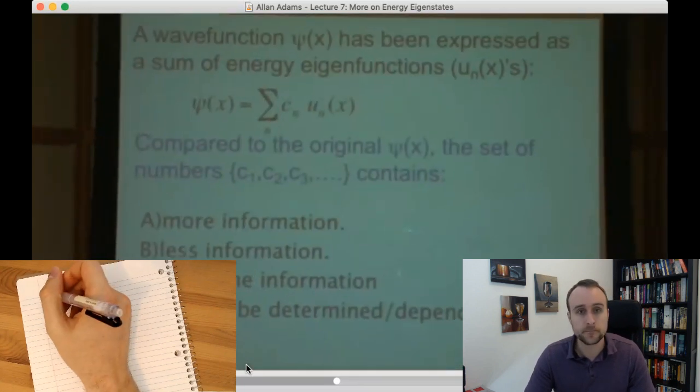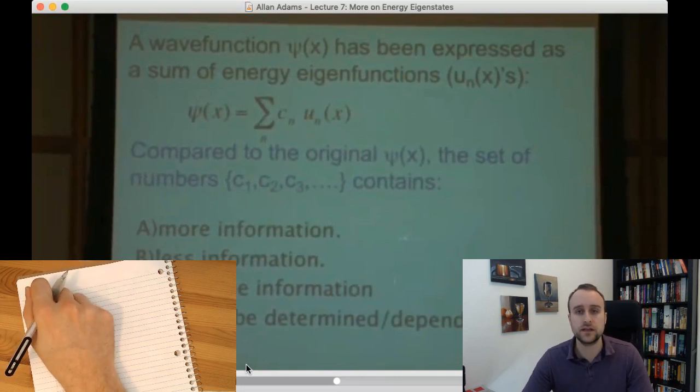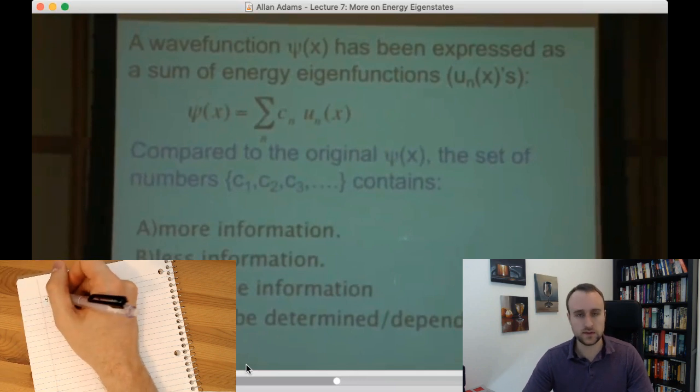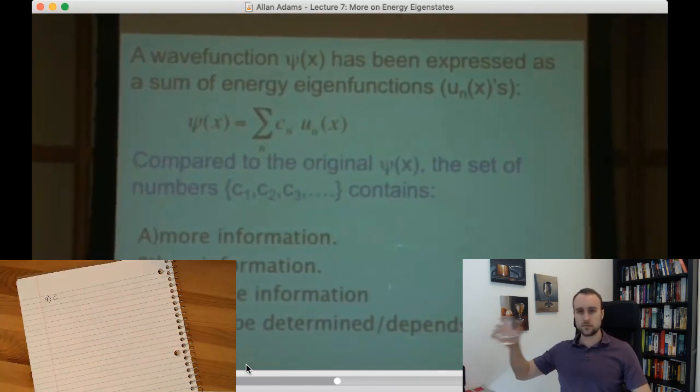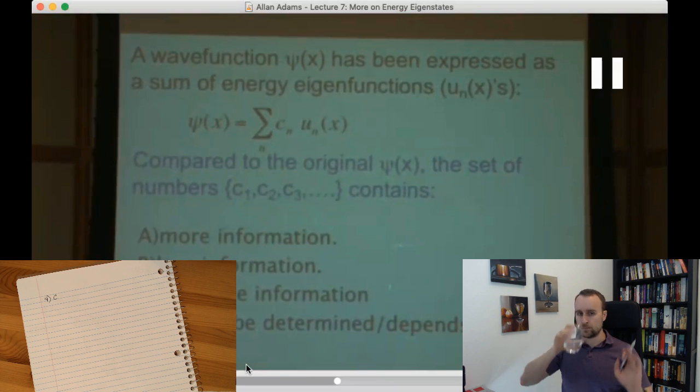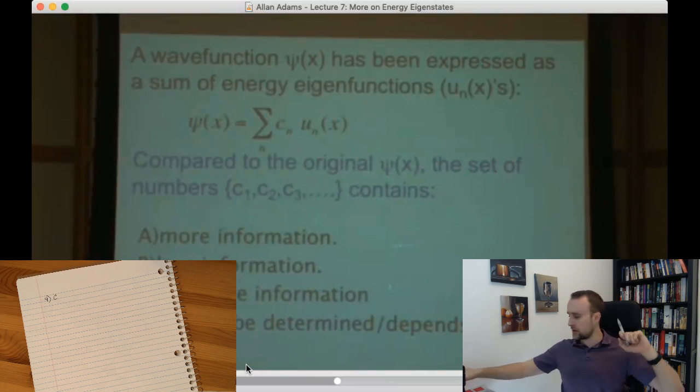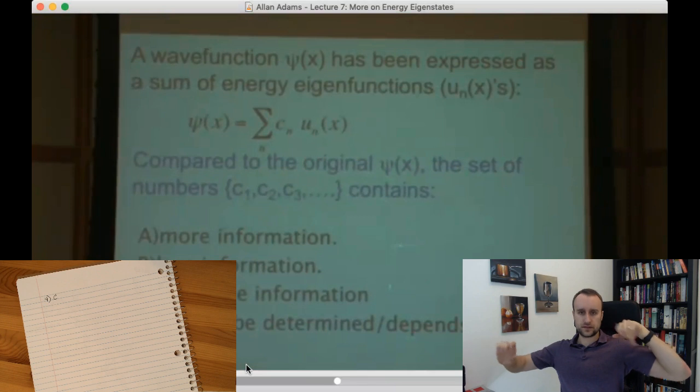Okay, next one. A wave function psi of x has been expressed as the sum of energy eigenfunctions u n of x. Compared to the original psi of x, the set of numbers c1, c2, c3 contains more information, less information, or the same information. That would be C. A wave function is expressed as a sum of energy eigenfunctions. Sorry, the set of c's. So not c and u, just c's.